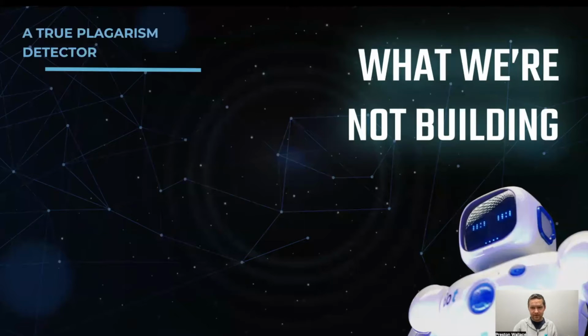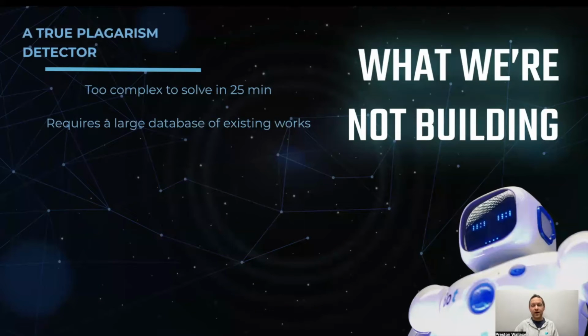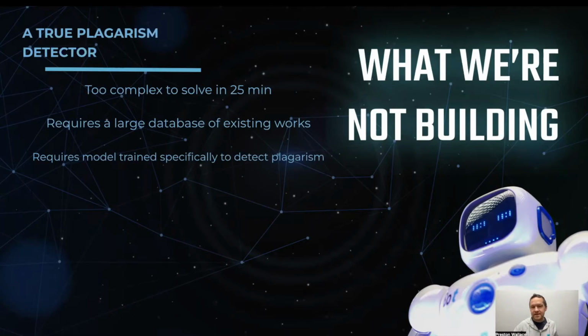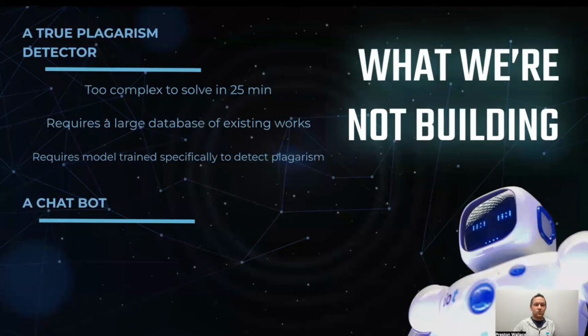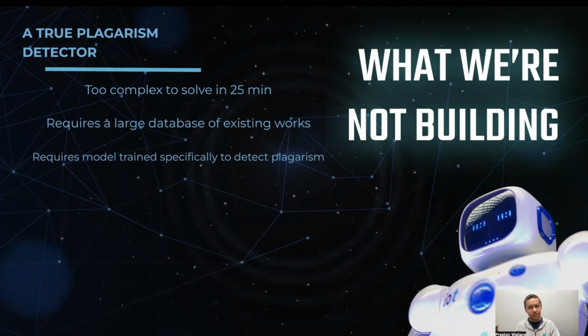What we are not building is a true plagiarism detector. I know, it's sad, but the reason why is it's just way too complex to solve in 25 minutes. It requires an enormous database of existing works, which we don't have, and it requires models trained specifically to detect plagiarism. And quite frankly, it is something that is really quite challenged by modern day ChatGPT and LLMs, where they're creating these original works and they're fooling many of these plagiarism detectors.